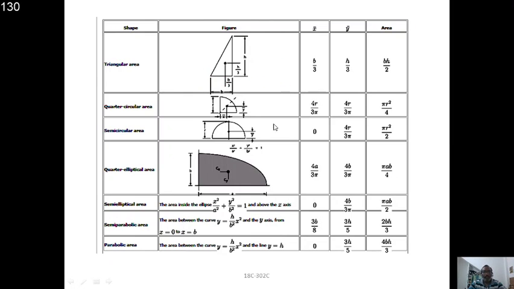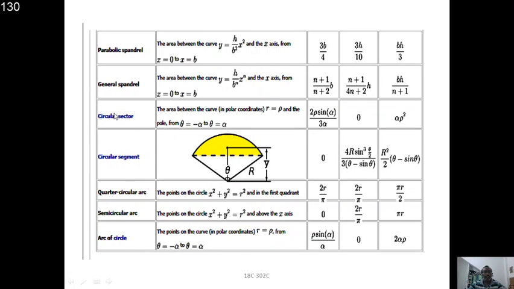And similarly, if I take the quarter circle area, the value is 4r by 3 pi. These are repeated for the sake of further interest and to reinforce the same thing. And quarter elliptical areas. This area is not like your parabolic one. It is an elliptical area, that means an ellipse like that. And for some other sectors and spandrels, arcs of circles, these are important for your academic enhancement of knowledge. So refer to these things, it will give a better idea.